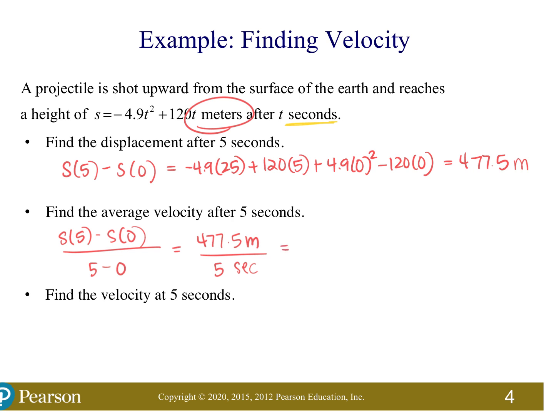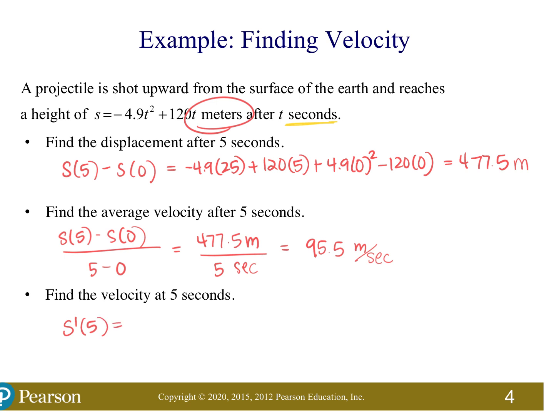So what do we have for an average velocity? 95.5. And then that would be meters per second, which is a velocity unit. And then the last one says find the velocity at 5 seconds. Now notice the word instantaneous isn't there, but it is implied. If it's just plain velocity, the implication is that they want instantaneous velocity. So we want s prime of 5 this time.